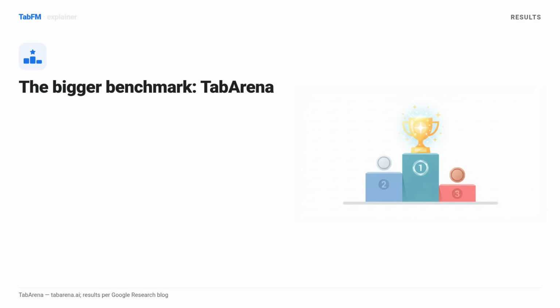Our two datasets are just a taste. On TabArena, a living benchmark of 38 classification and 13 regression datasets ranging from 700 to 150,000 rows, Google reports that TabFM consistently tops heavily tuned, industry-standard algorithms on ELO.